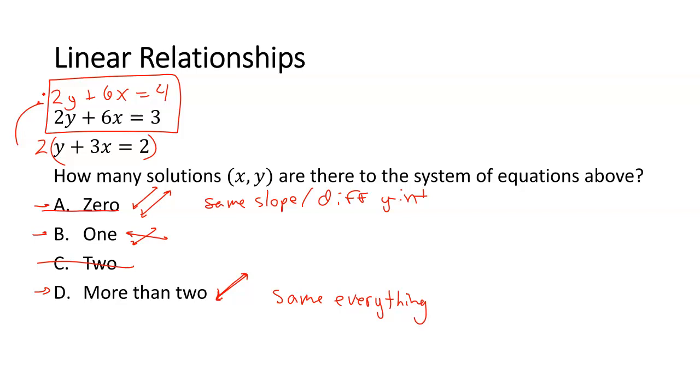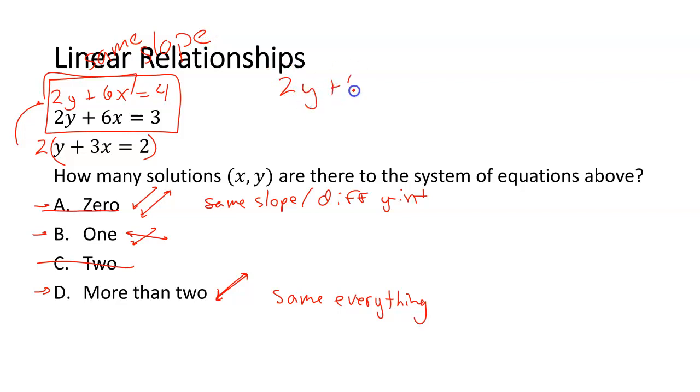Do those 2 lines have the same slope? How do I know that they have the same slope? And 2y. Both coefficients have to be the same. The coefficient of x and the coefficient of y. They both have to be the same. And since they are both the same, they have the same slope.